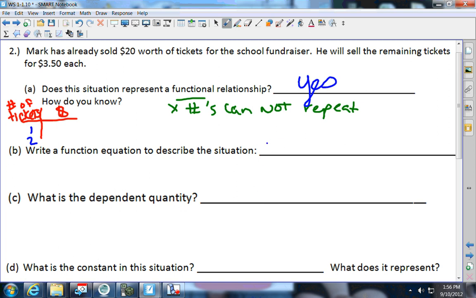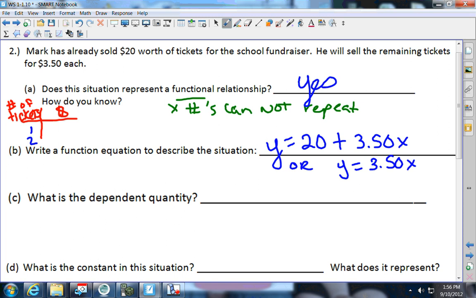Now my equation, Y equals, I could write it as he has the $20 plus $3.50 times X, the number of tickets he sells. Or you can write it as Y equals 350X plus 20. What is the dependent quantity? Remember, the X is the independent, Y is the dependent. So this is the total amount, or the money.